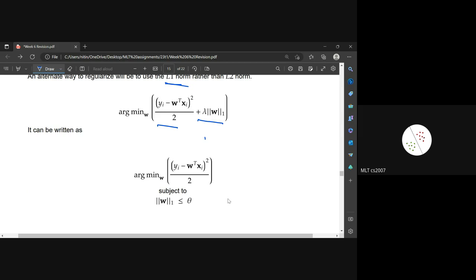Sir, can you rewrite that? The L1 norm here is the Manhattan distance. Here I'm taking the norm of a vector, so it is defined as, let's say, mod of W1 plus mod of W2 plus mod of W3. That's how you define it. Okay, thanks.